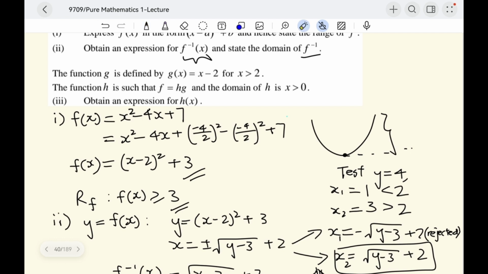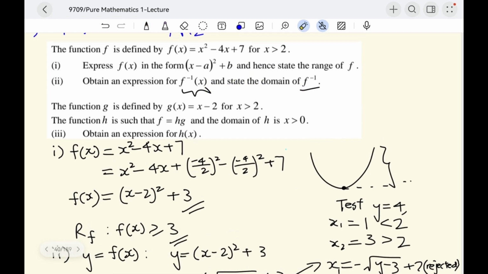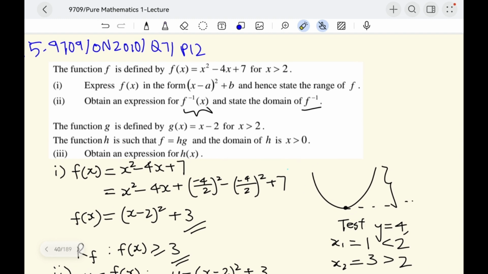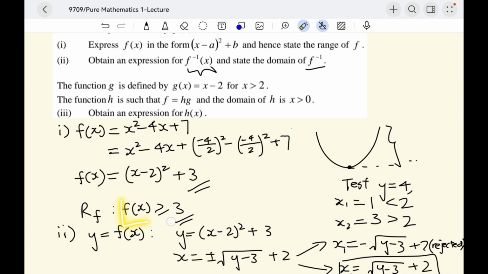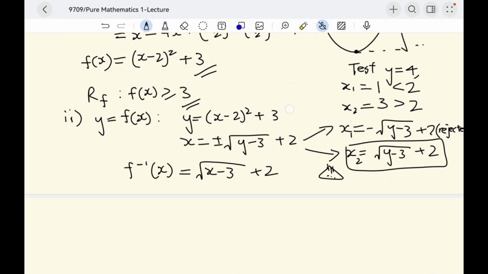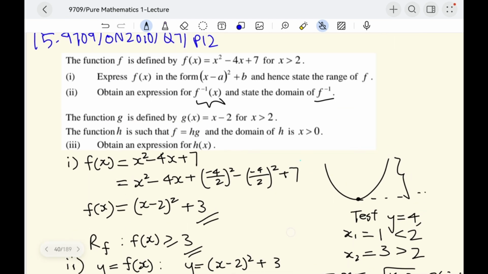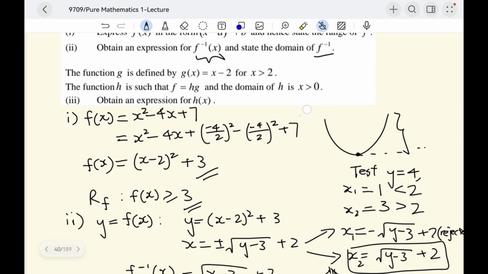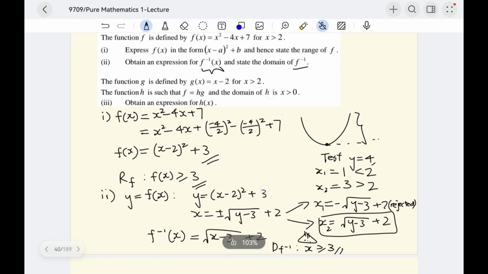And now state the domain of the f inverse. The domain of the f inverse is literally equal to the range of f. So the domain of the f inverse will be x greater than or equal to 3. That's all. Alright, let's take a look at the next part.